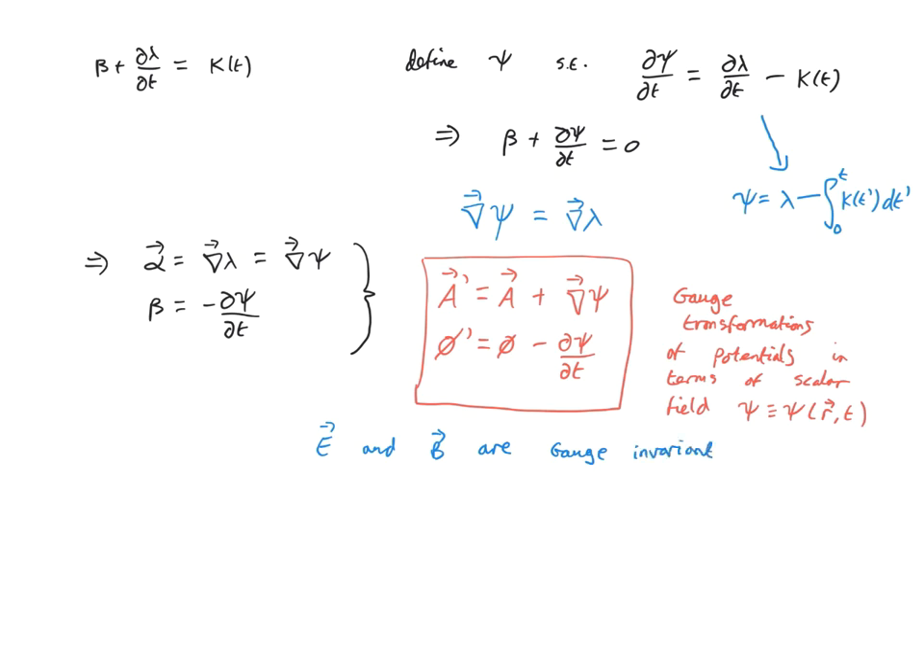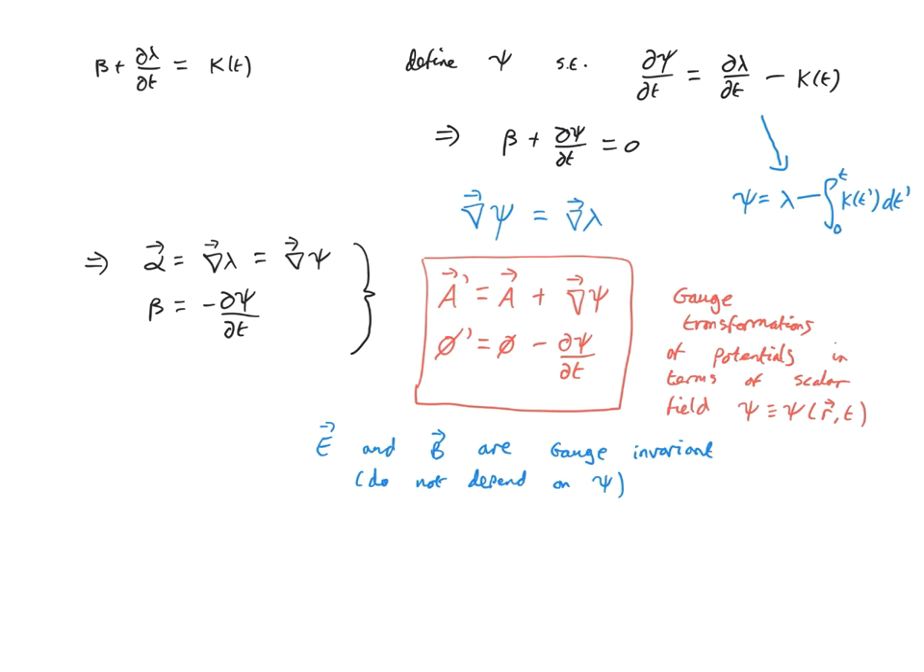So E and B are so-called gauge invariant, meaning they do not depend on our choice of psi. And we know this because by construction we demanded that the electric and magnetic fields derived from these potentials do not depend on psi.